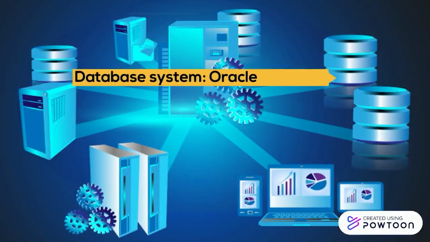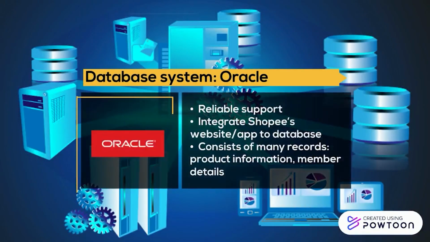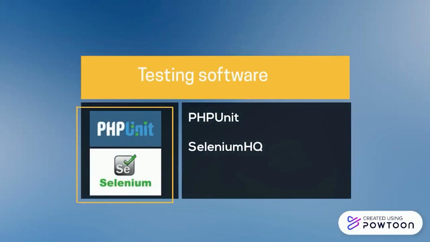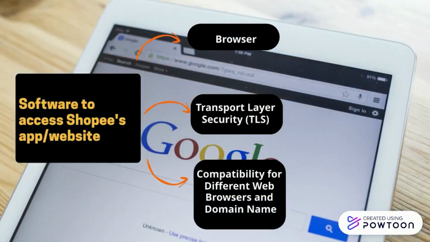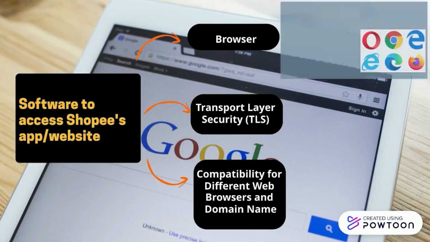Oracle Database System is used when integrating Shopee's website or app to database that consists of a large number of records. PHP Unit and Selenium HQ are used for software testing purposes. Software to access Shopee's app or website. Examples of browsers are Chrome and Microsoft Edge.